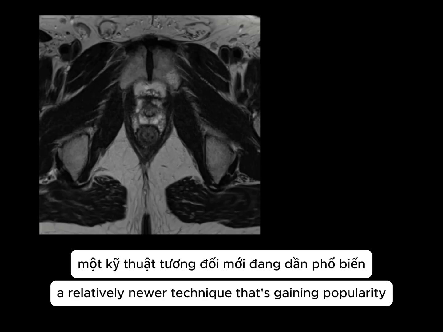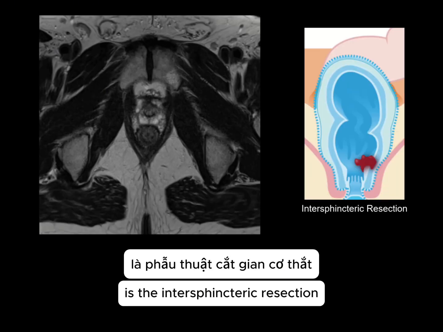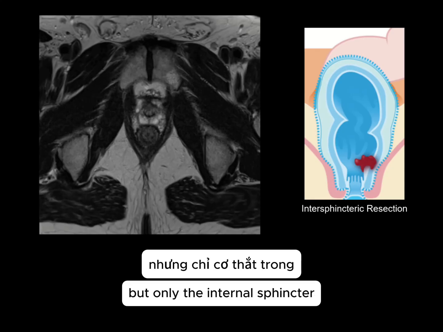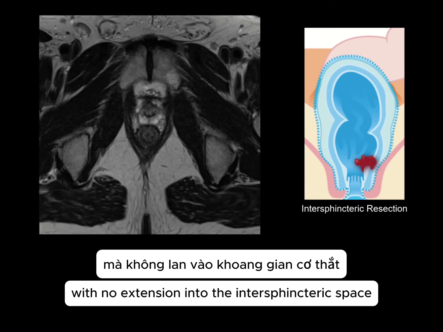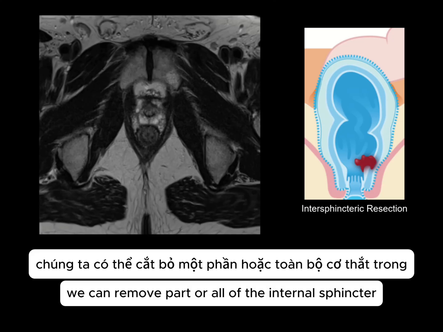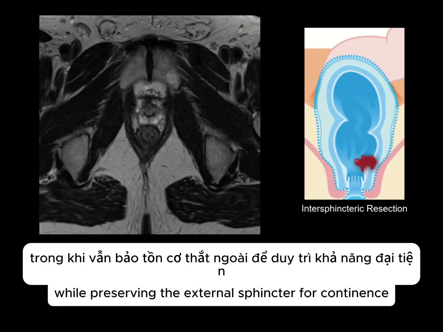A relatively newer technique that's gaining popularity is the intersphincteric resection. So if the anal canal is involved, but only the internal sphincter with no extension into the intersphincteric space or external sphincter, we'll cover this anatomy later, we can remove part or all of the internal sphincter to get a negative margin while preserving the external sphincter for continence.